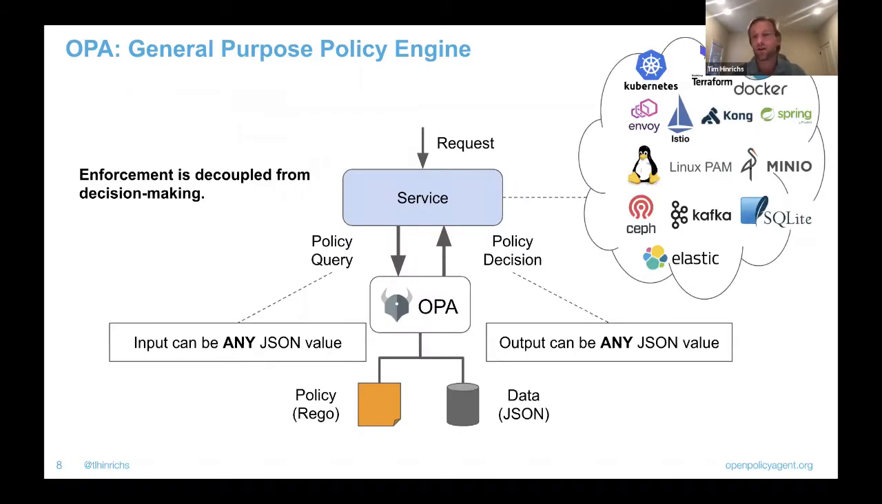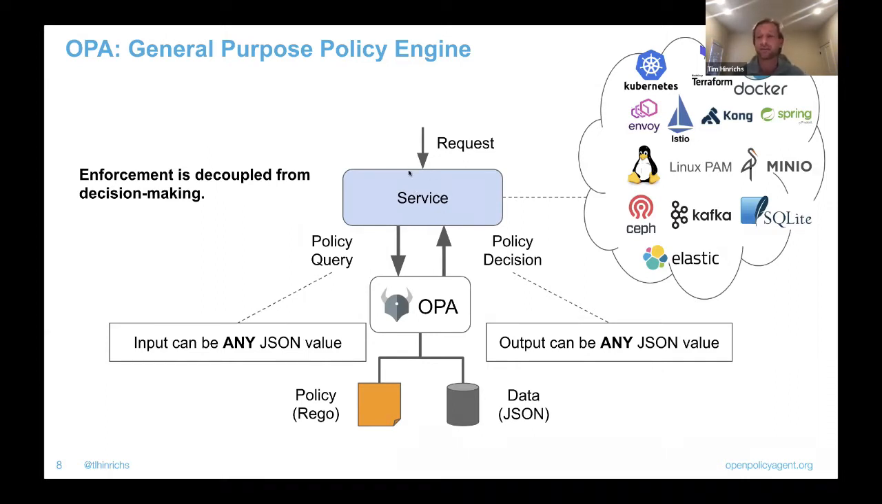Now, okay, what is OPA exactly? I mentioned a little bit ago that it's a general purpose policy engine, but what does that mean really? Well, the way that OPA works is pretty much the same for all of those different use cases, for all those different software systems we saw in the last couple of slides. We start with some service. That service could be the Kubernetes API server, it could be a microservice or a network proxy, a service mesh, a database, it doesn't really matter.